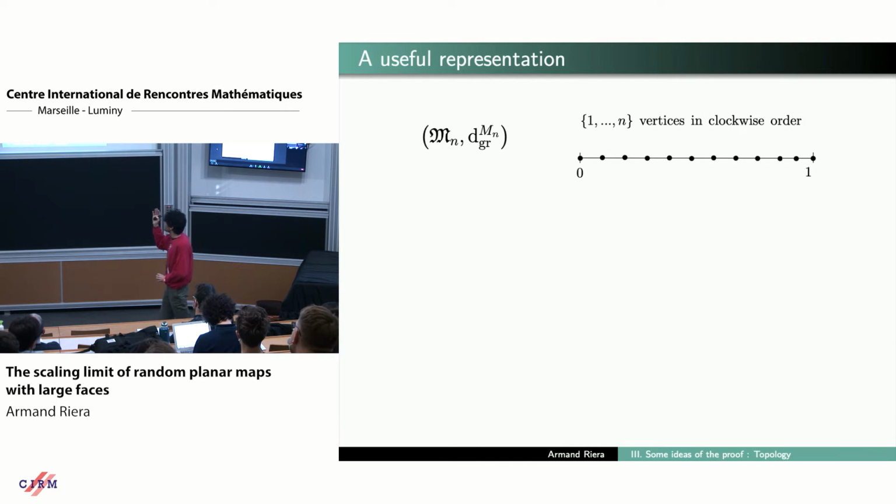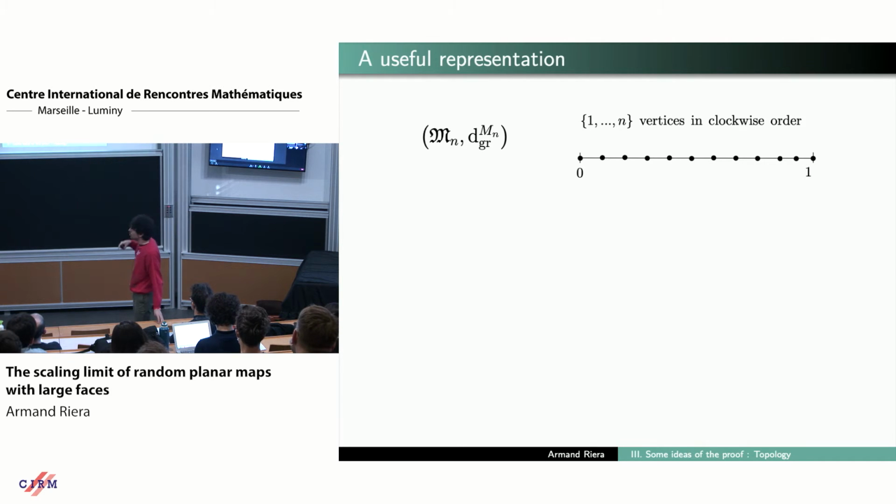So what we do is, okay, we want a convergence in Gromov-Hausdorff. But the Gromov-Hausdorff topology is very general, it's complicated, and so on. And so here I'm going to present a way to represent maps that is very useful to control the Gromov-Hausdorff topology. So the idea is that you start from your planar map.